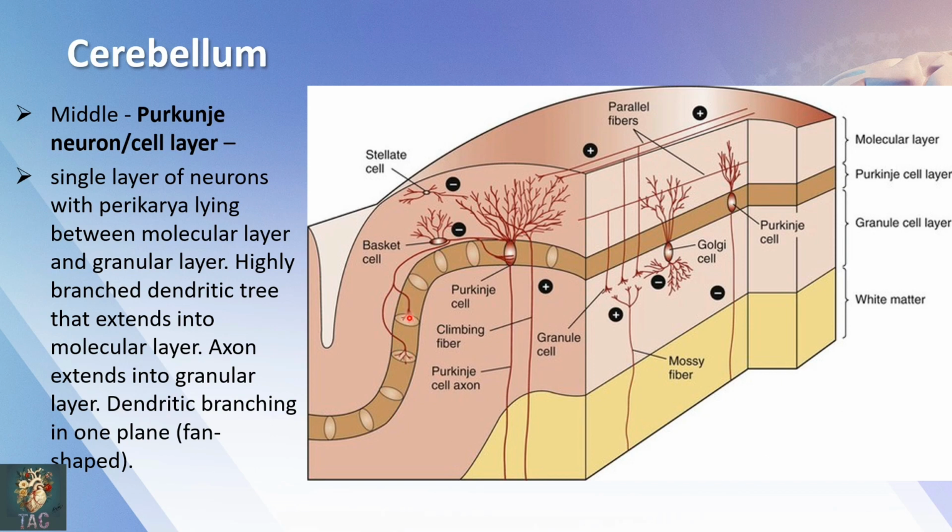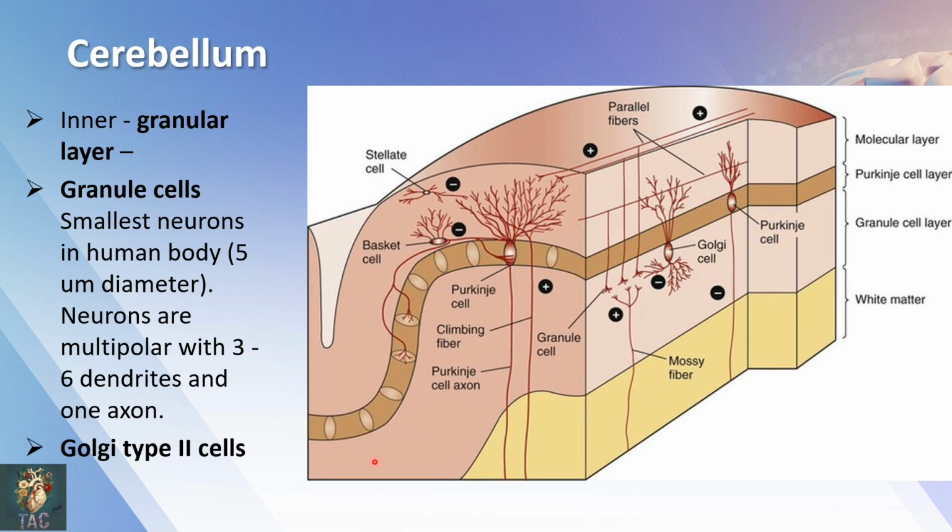Next is the middle cell layer, and this middle cell layer is formed by the Purkinje cells. It is the neuronal cell layer. So a single layer of neurons with perikarya lying between the molecular layer and the granular layer. So these are the single row of Purkinje cells which are present over here. These Purkinje cells are flask-shaped cells. They have dendrites which run into the molecular layer where they synapse with the axons of the stellate cells and the basket cells, and they have a long axon which is usually myelinated, and it crosses the granular layer and enters into the white matter. It is the main outflow fiber of the cerebellar cortex.